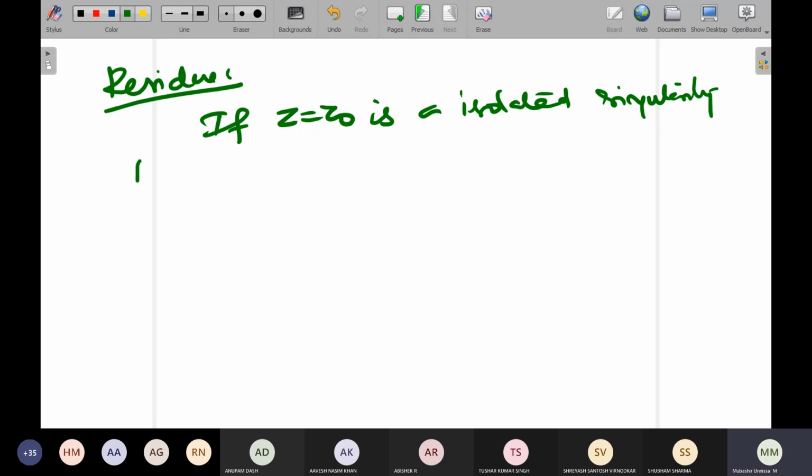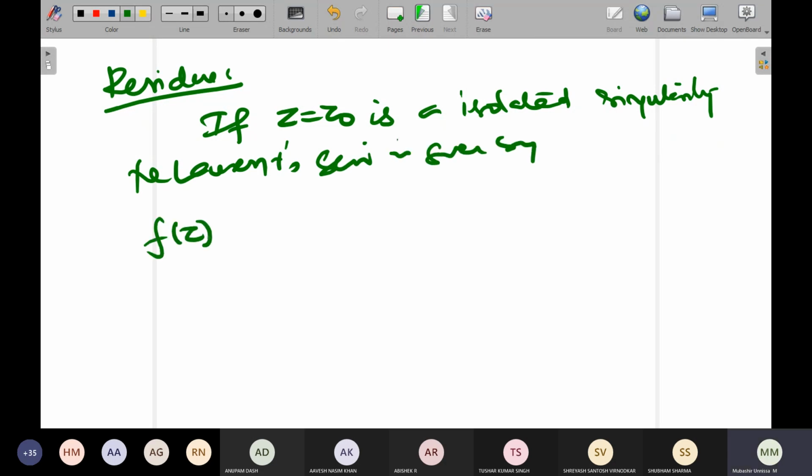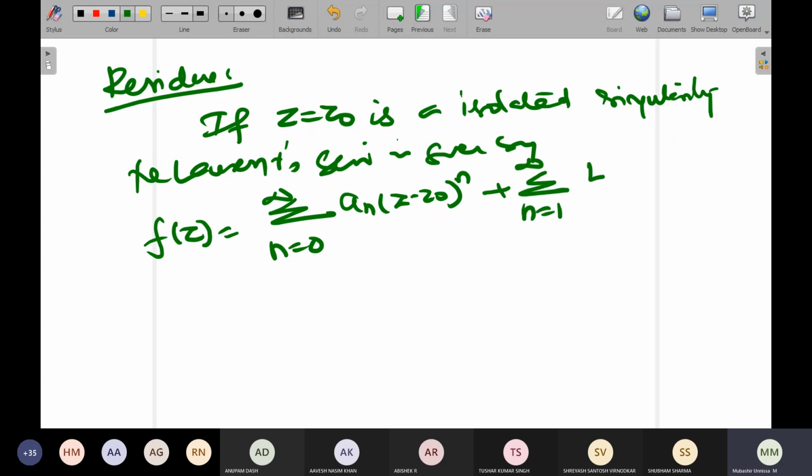The Laurent series is given by, what is the Laurent series? You know that f of z is equal to the summation n equals 0 to infinity of an into (z minus z naught) whole power n, plus the summation n equals 1 to infinity of bn divided by (z minus z naught) whole power n. This is your Laurent series expansion.